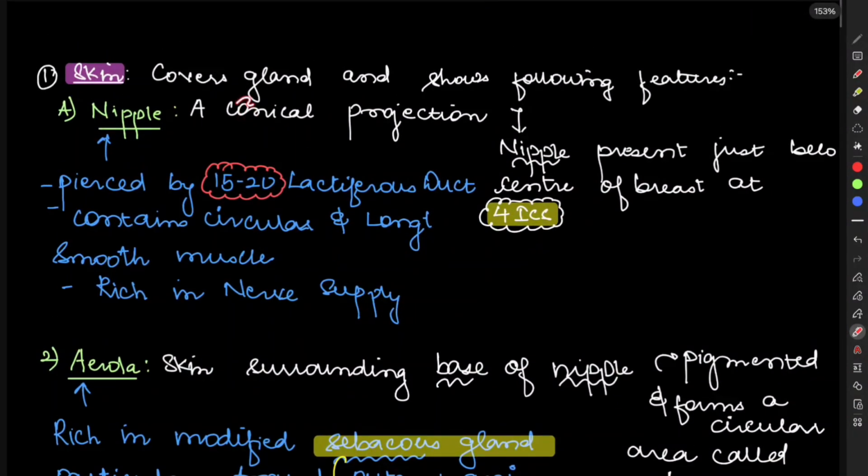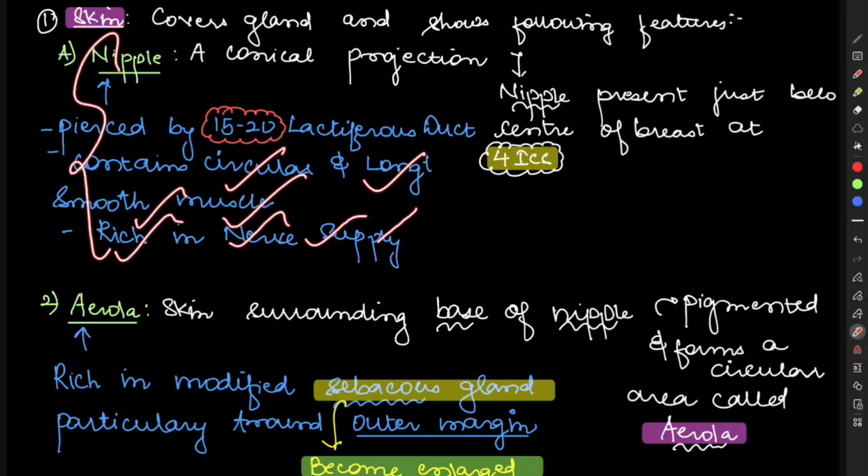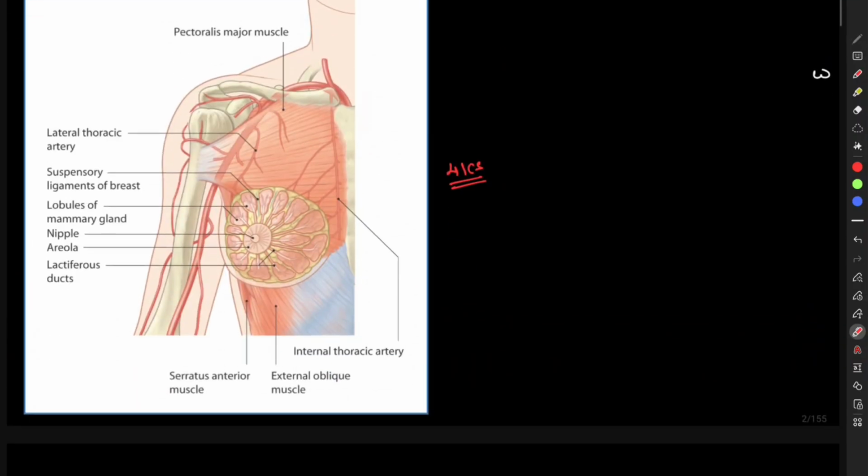ये देखो. Covers skin, covers the gland and shows the following features. It has the nipple and the areola. Nipple हमारा एक conical projection है, present at the center of the breast, at the fourth intercostal space. It is pierced by the 15 to 20 lactiferous ducts. It has circular and longitudinal smooth muscles. It is rich in nerve supply. तो ये हो गए हमारे 4 पॉइंट निप्पल के बारे में. ओके. इसके बाद अगर तुमने ये डायग्राम बना दिया ना, सिर्फ इतना, एग्जामिनर इम्प्रेस्ड, मार्क्स मिलने के ज्यादा चांसेस.